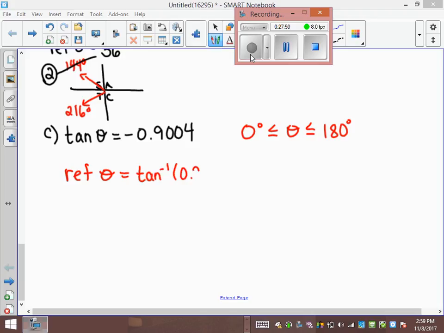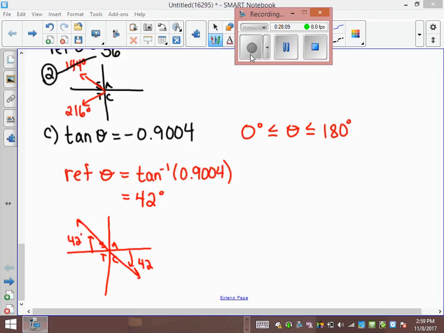Tan negative 1 of 0.9004. What do you get, 42? Is that what someone told me? Then you have to go where tan is negative. Tan is negative here and here with reference angles of 42. So this is 180 minus 42, which is 138. And then 360 minus 42, which is 318. And this one doesn't work.